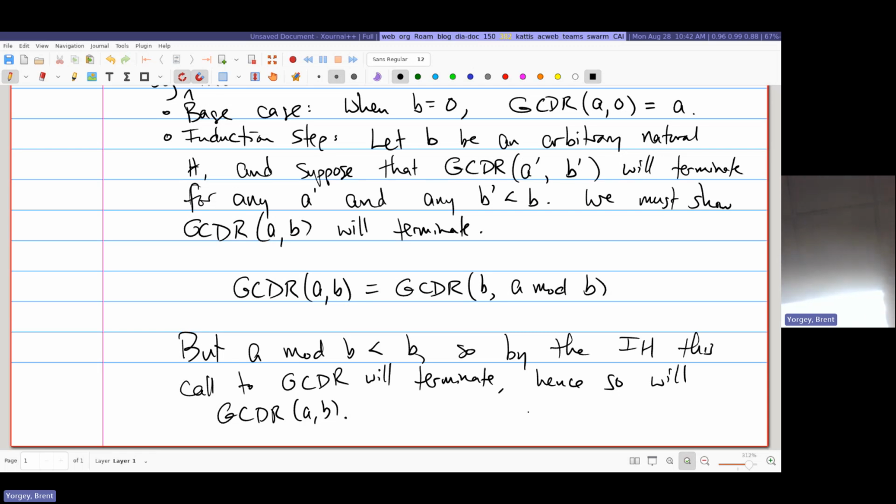Okay. So, yes, Noah. So is the claim of this proof that this algorithm will terminate in at most B steps?